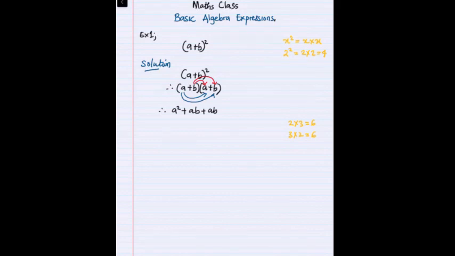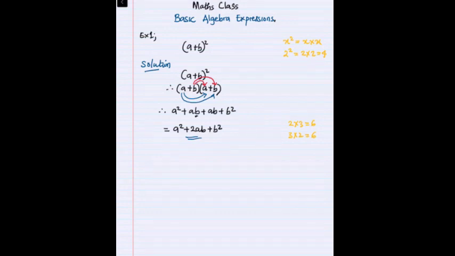Now let's go back to the equation. We have a times a, which is a squared. We have a times b, which is ab. We have b times a, which is ab. Then b times b will give us what? b squared. Furthermore, we have a squared plus 2ab plus b squared. So we can stop here. I think this will be the final answer to this equation.